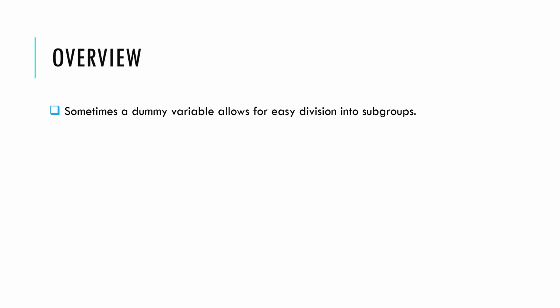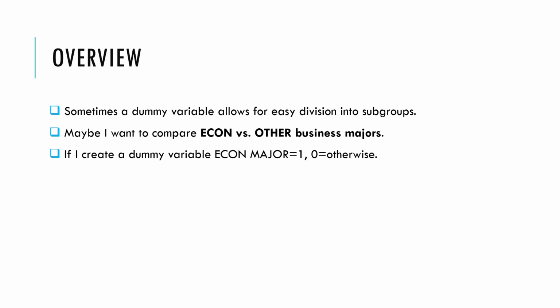Now, sometimes a dummy variable allows for very easy division into subgroups. So maybe I'm looking at absences for econ majors versus absences and their impact on test scores for other business majors. Well, in this case, it's very easy. I don't have any decisions to make. I would just create a dummy variable, right? Econ major equals 1, give it a 0 otherwise. So that means econ majors get a 1 and other business majors will get a 0.